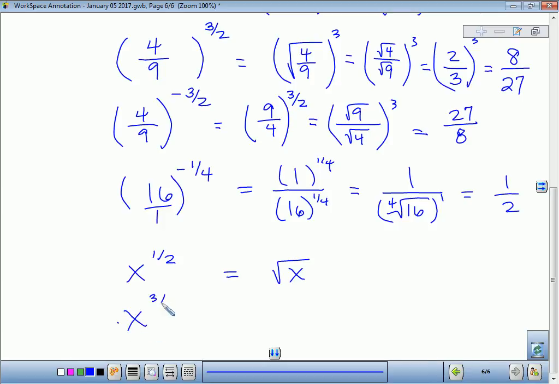X to the 3/4. This is the same as the 4th root of x cubed. Or the 4th root of x cubed. Why do both ways work?